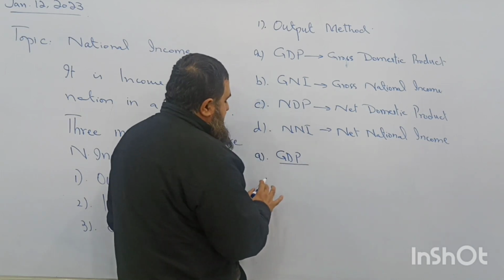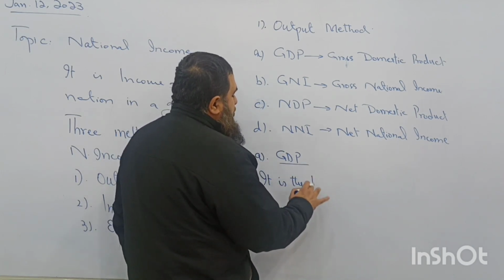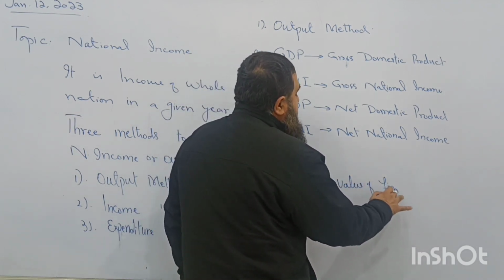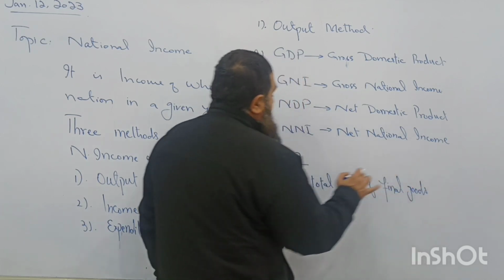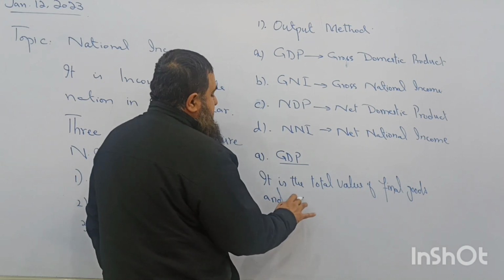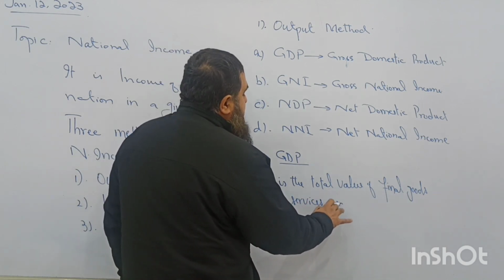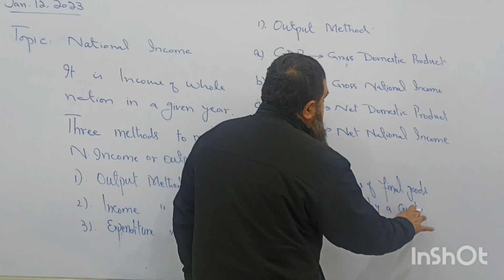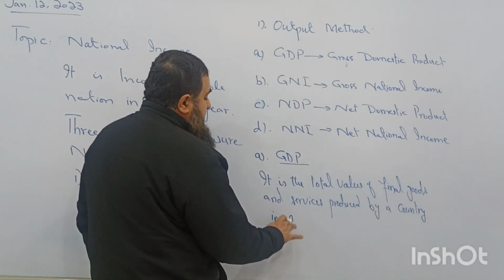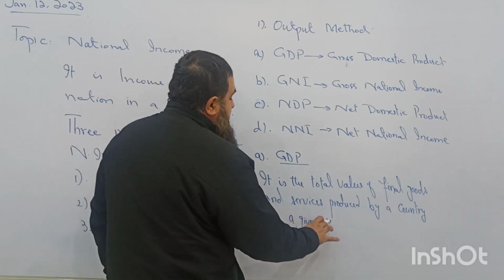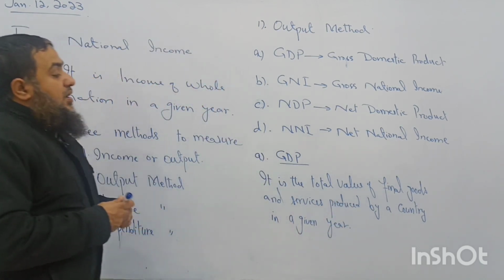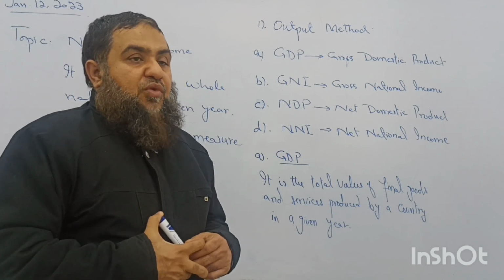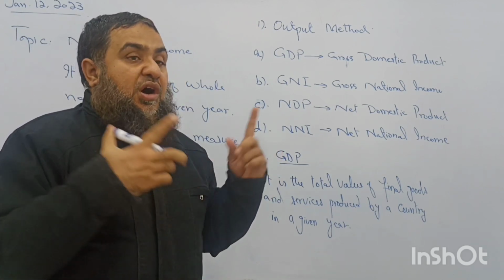So it can be defined. It is the total value of final goods and services produced by a country in a given year. Total value, how many goods a country has produced in one given year. We measure the value of all those goods and services.